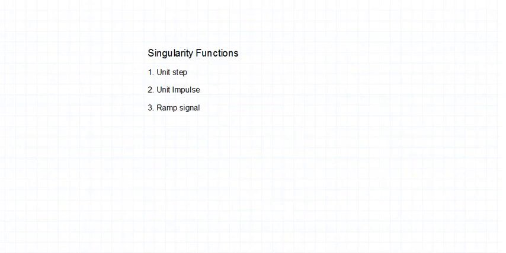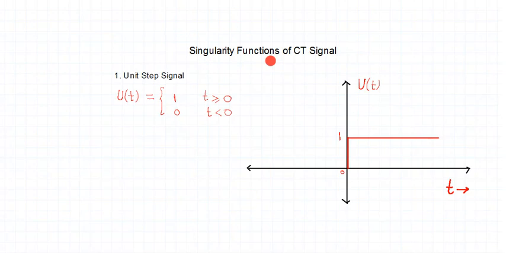Let us look at the singularity functions of CT signals. So the first signal is unit step signal, right? So unit step signal is denoted by U of t. Remember friends, these signals have fixed representations and fixed mathematical equation. You cannot change it. They are defined. These are defined signals. We cannot change these signals, right?